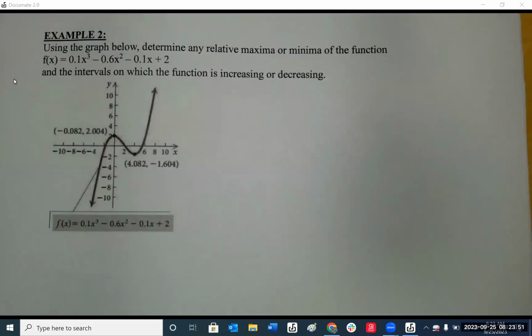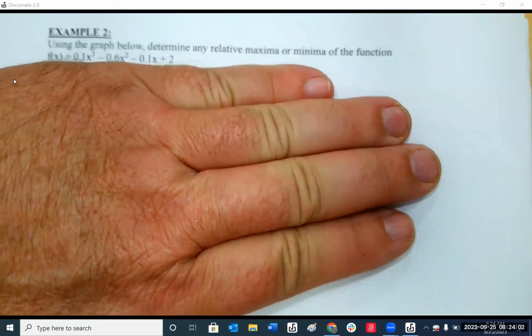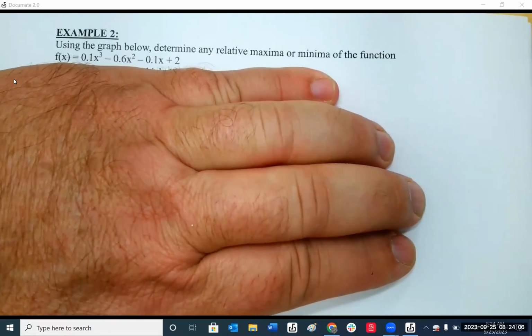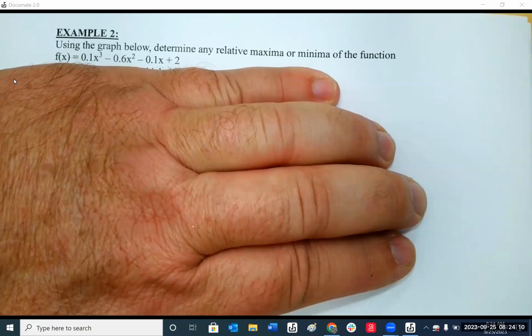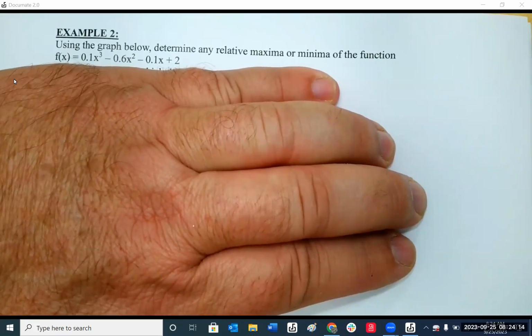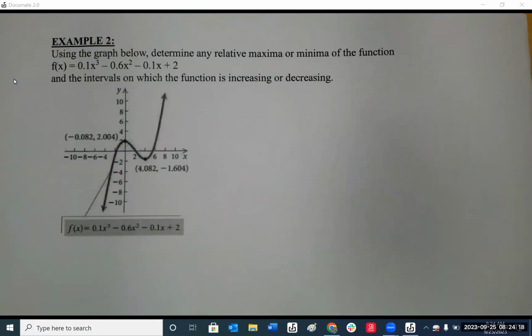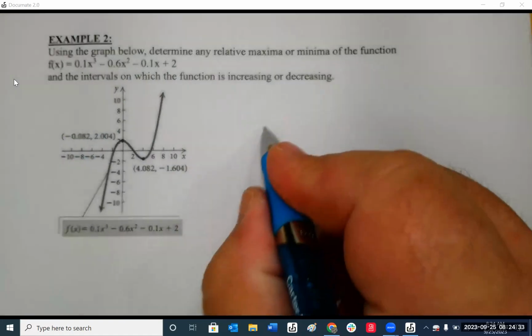Let's look at another example here. Use the graph below, determine any relative maxima minima of the function. We're going to get to a point where all I have to do is give you that, and you can tell me what the graph looks like. And you can actually graph the picture. In chapter 4, we'll get to that point. But right now, if you memorize the functions in the library of functions, you can tell me the basic shape of this curve just by looking at this function.